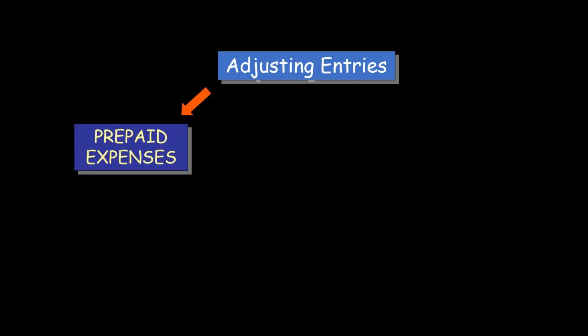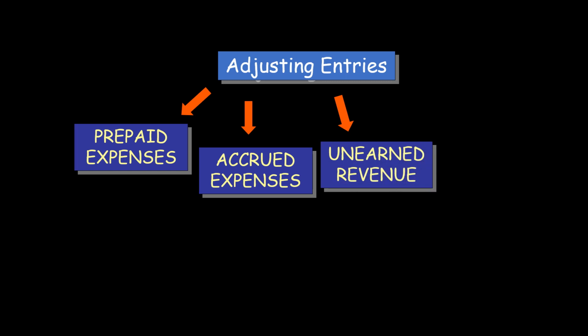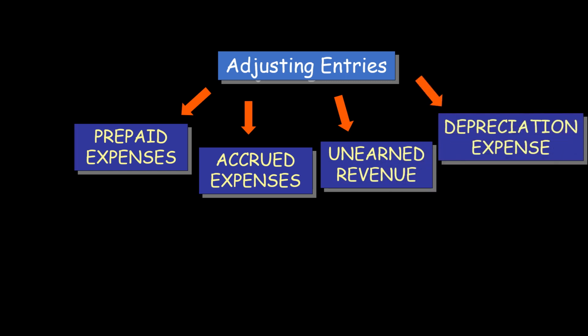So in our previous two videos, we talked about the reasons for adjusting entries, and we also talked about the first of the adjusting entries. Now there are four adjusting entries. So we have prepaid expenses, accrued expenses, unearned revenue, and depreciation expense. In our previous video, we talked about prepaid expenses.